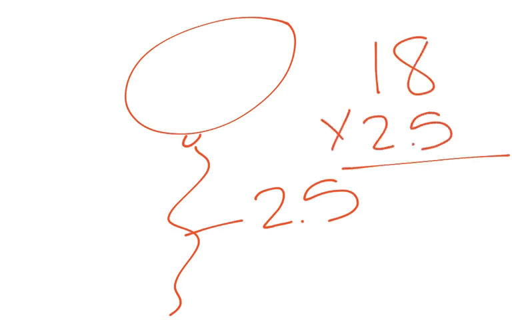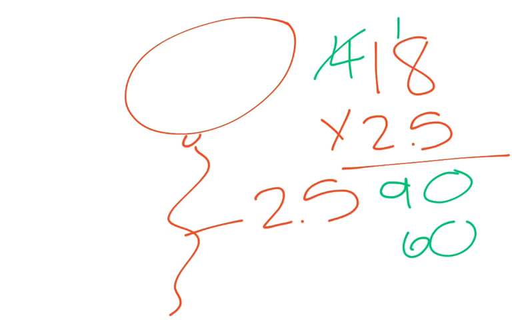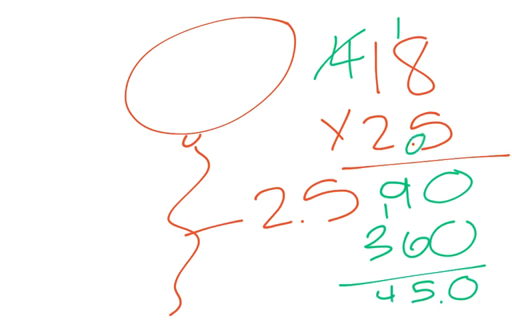Remember, I pretend I'm multiplying by 25, and then I add a decimal. 5 times 8 is 40. 5 times 1 plus 4 is 9. Get rid of that, put my 0. 2 times 8 is 16, carry the 1. 2 times 1 is 2 plus 1 is 3. When I add that, 9 plus 6 is 15. Carry the 1. 1 plus 3 is 4. And then I don't forget my decimal, I get 45. So that's 45 feet of ribbon.